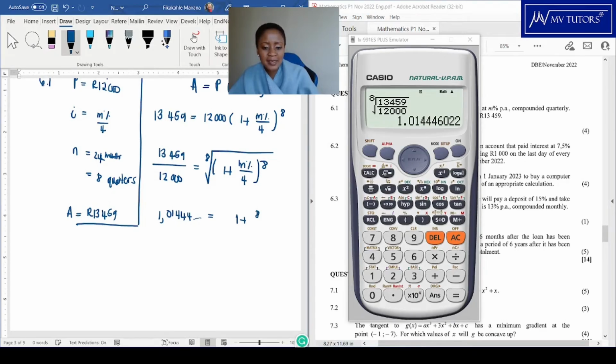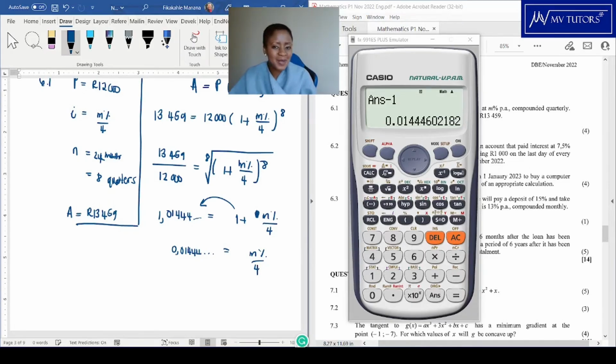So we have 1 plus m%. The show must go on. Then we subtract 1. If we take 1 to the other side, we are left with 0.01444 and so on, and we have m% over 4. So we multiply by 4 on both sides, and we then get 0.05778, and that is equal to m%.